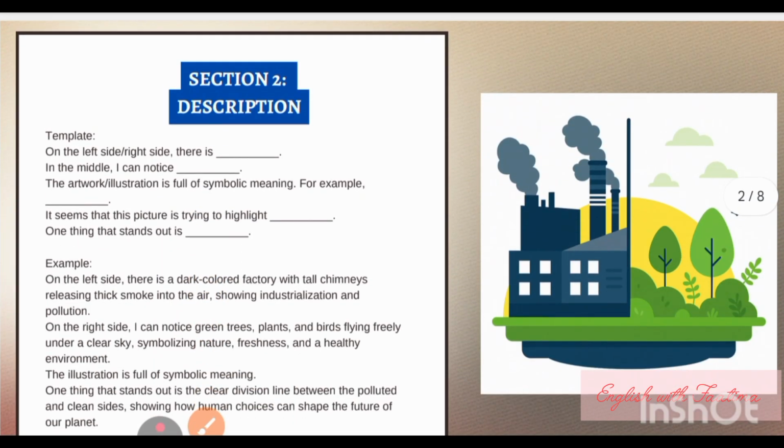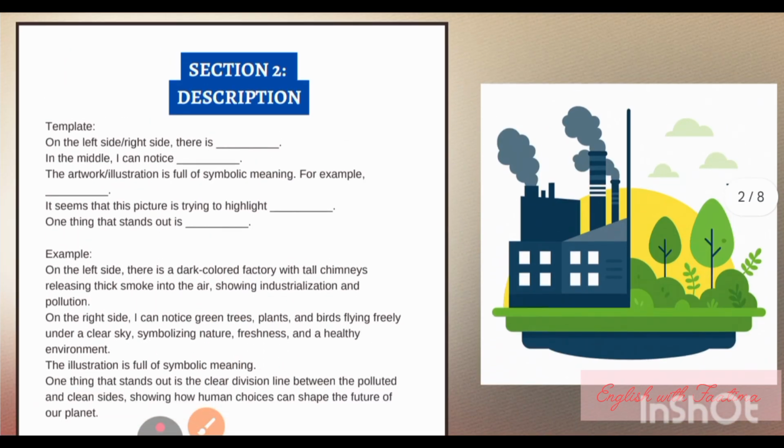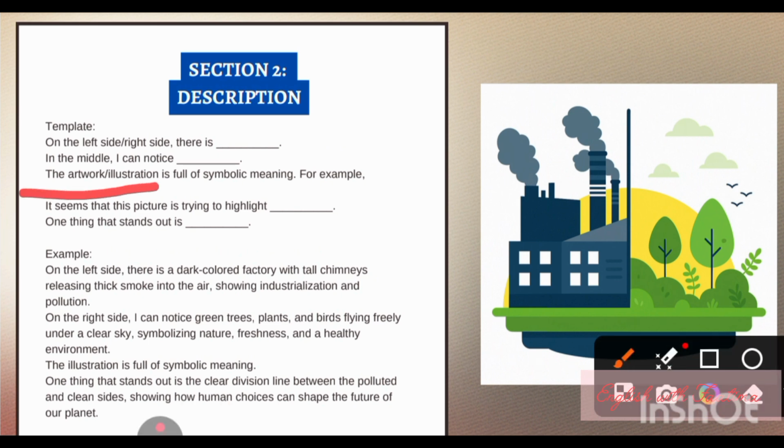Now we are going to describe different parts of this picture, like we are going to give some more details. And how can we give more details? In the first step, you have to see the picture in detail. Try to describe its different parts using this template, like on the left side, on the right side, in the middle, this artwork, this illustration is full of symbolic meaning, right? So you can just describe different parts. So what do you see here?